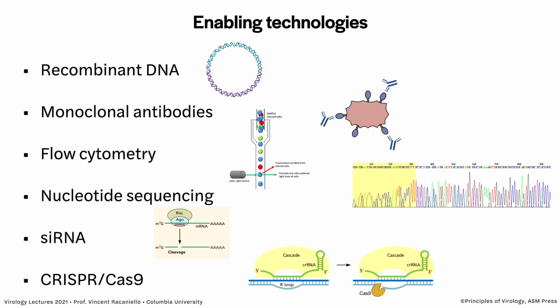And this is because of enabling technologies that made it possible, which weren't available before 1985. For example, recombinant DNA, the ability to clone genes. Let us say, well, if we put this gene on a plasmid and put it in a cell, will it make a receptor that the virus can bind to? Monoclonal antibodies, another big one.